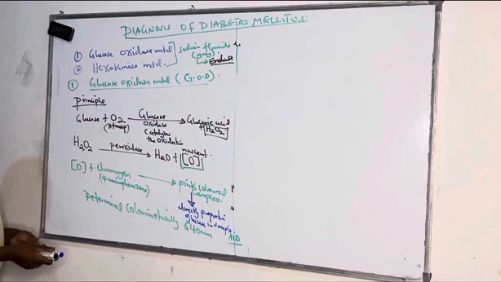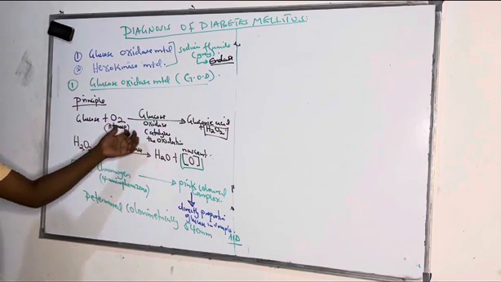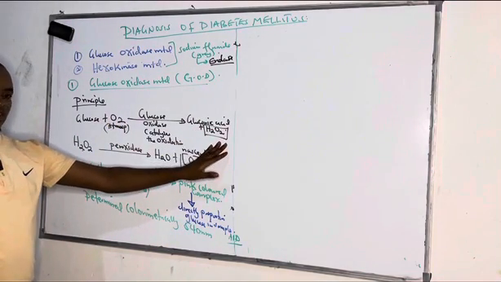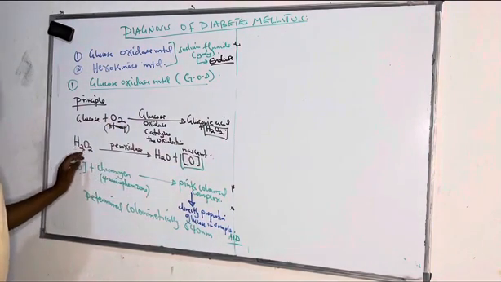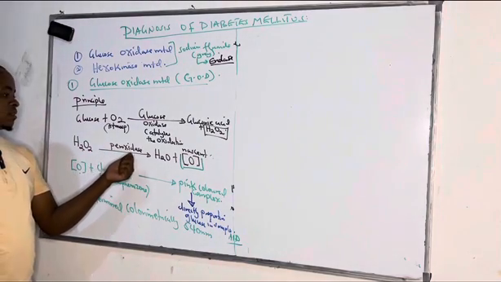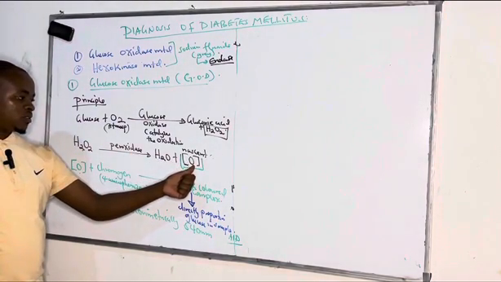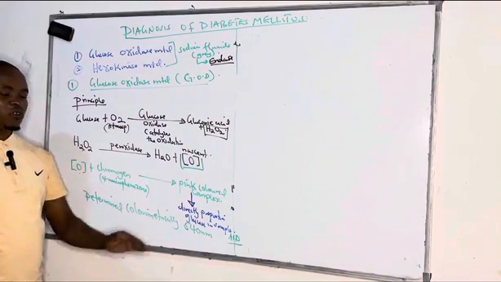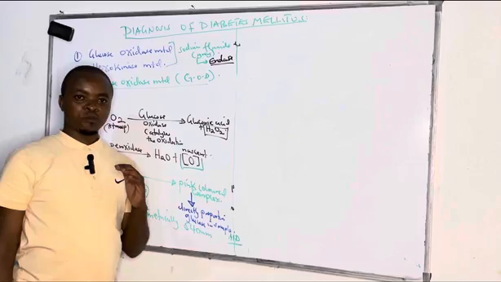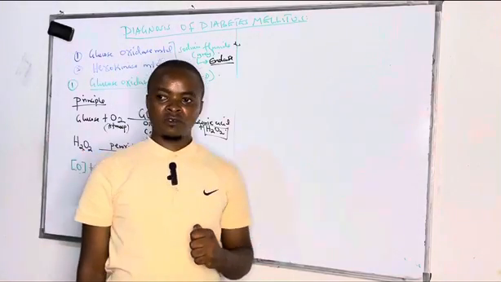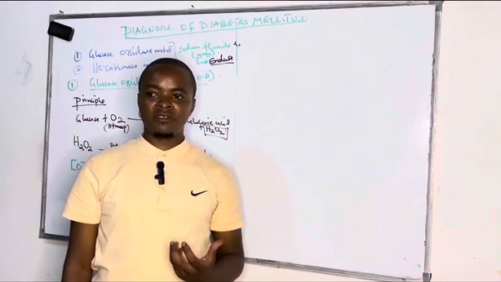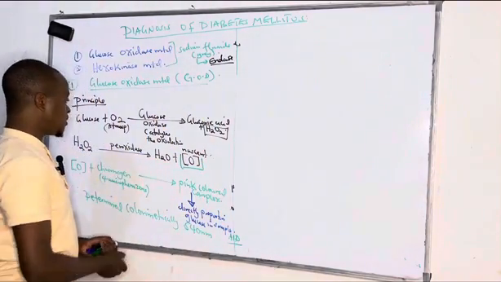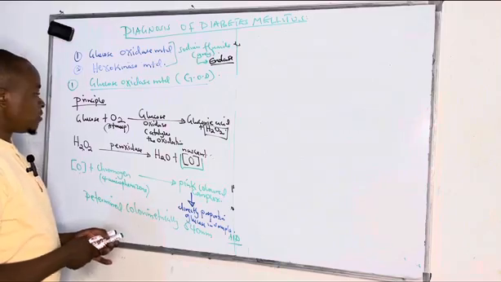So the principle we have seen: glucose oxidase catalyzes the oxidation of glucose in the presence of atmospheric oxygen to form gluconic acid plus hydrogen peroxide. And this hydrogen peroxide is catalyzed by peroxidase to form water and nascent oxygen. And this nascent oxygen reacts with a chromogen to form a pink colored complex, whose intensity is directly proportional to the amount of glucose in the sample, determined colorimetrically at 540 nanometer wavelength. So this is the principle we can talk about.